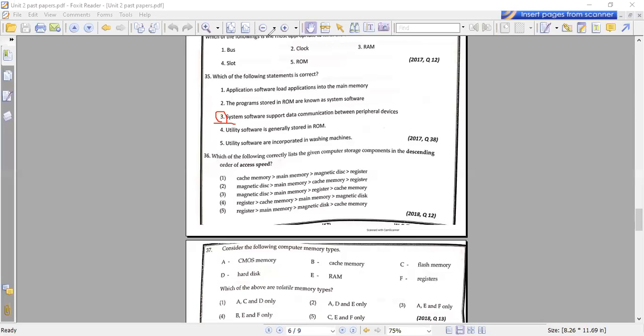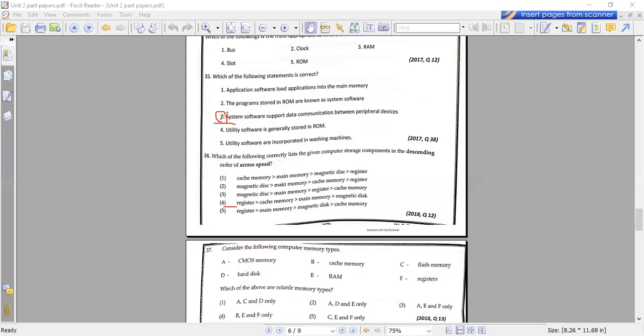Then we'll go to 36. Which of the following correctly lists the given computer storage components in descending order of access speed? So the highest access speed should come first. That should be the register. Fourth answer should come. 36. Fourth answer. I think most of you have put the correct answer.